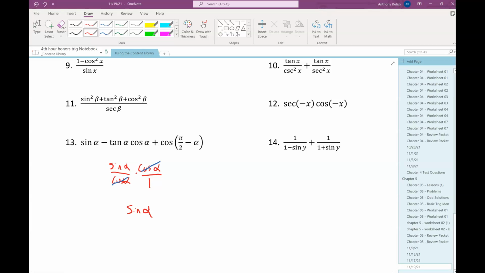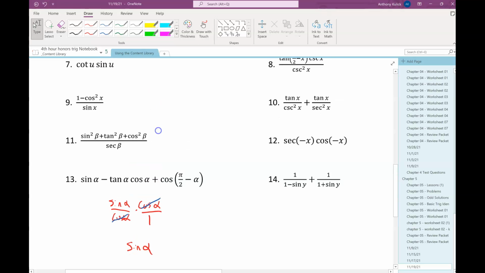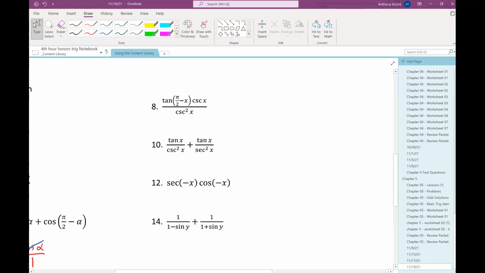Yeah. And for number 8, I just don't understand how. Now we're talking about 8? Yeah. Okay. That's all I have. Okay. So how do you get the... That's what I do first. Tangent of pi over 2 minus x is cotangent. That's just an identity.